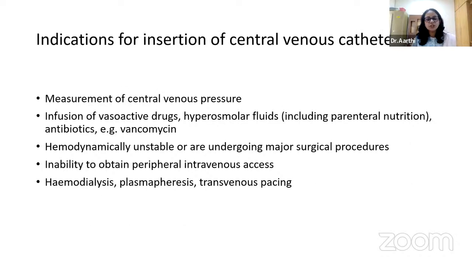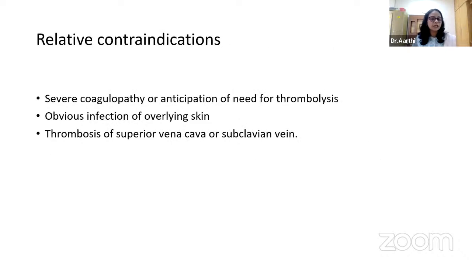So the indications for central venous catheter insertion are to measure the central venous pressures, infusions of vasoactive drugs, patients who are hemodynamically unstable and who are undergoing major surgical procedures, inability to obtain peripheral vascular access, and use for hemodialysis, plasma exchange, and transvenous pacing. So relative contraindications would be severe coagulopathy, anticipated thrombolytic therapy, an infection of the overlying site, and thrombosis of the superior vena cava or the subclavian vein.